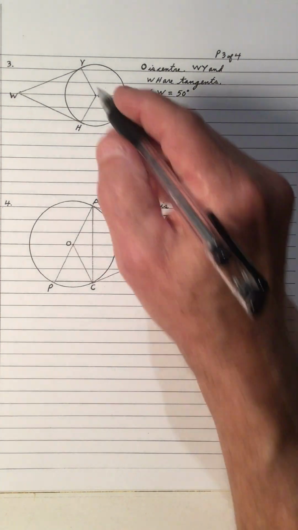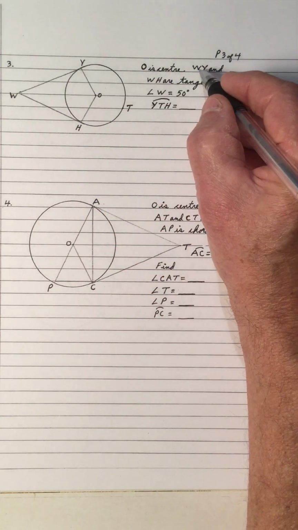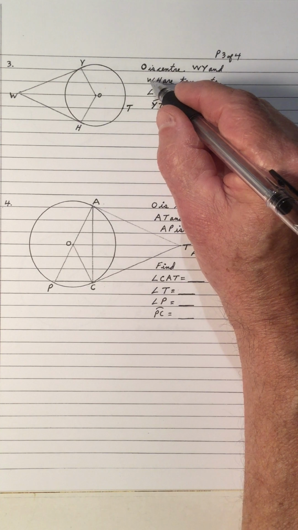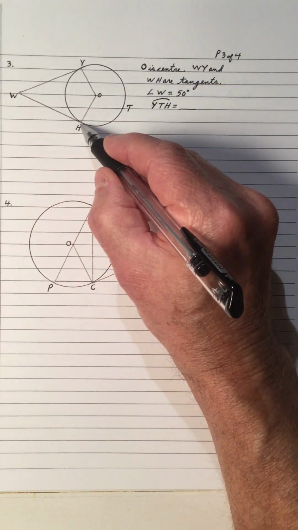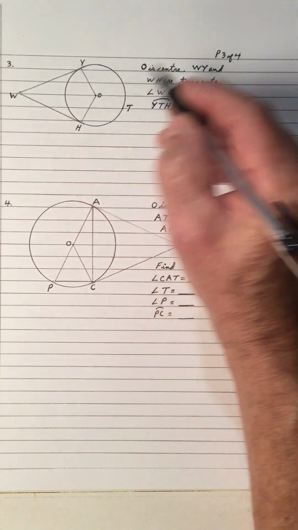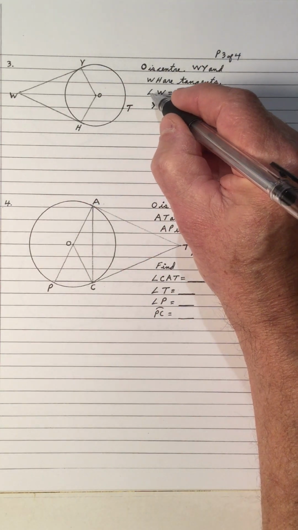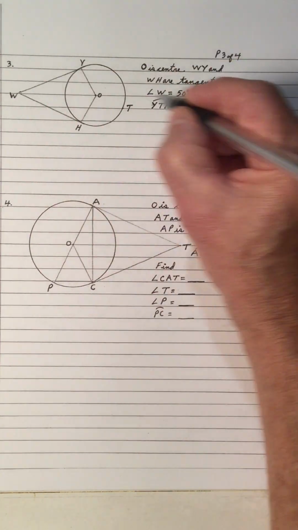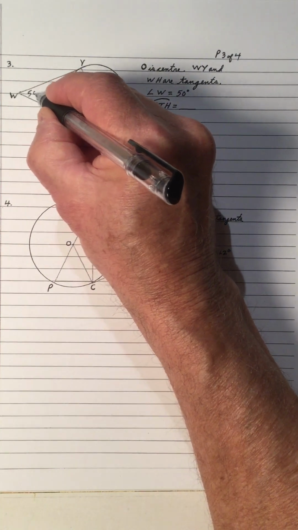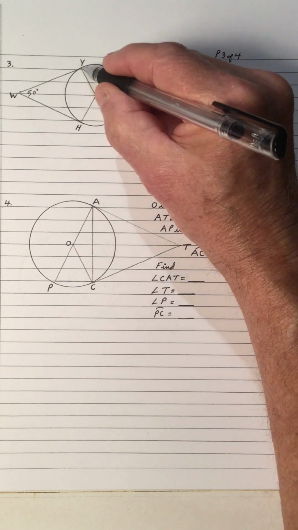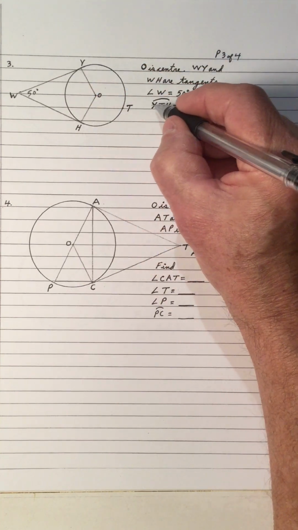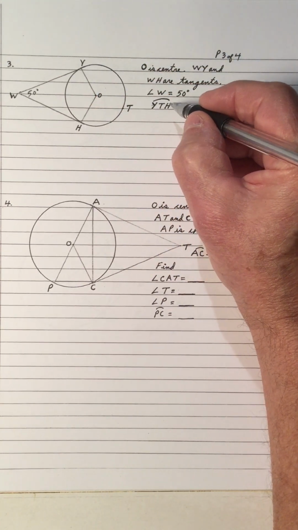Number 3, O is the center of the circle. WY and WH are tangents. So these are the points of tangency. If angle W is 50 degrees, so this angle W is 50 degrees, find the measure of this arc YTH, which is a major arc.